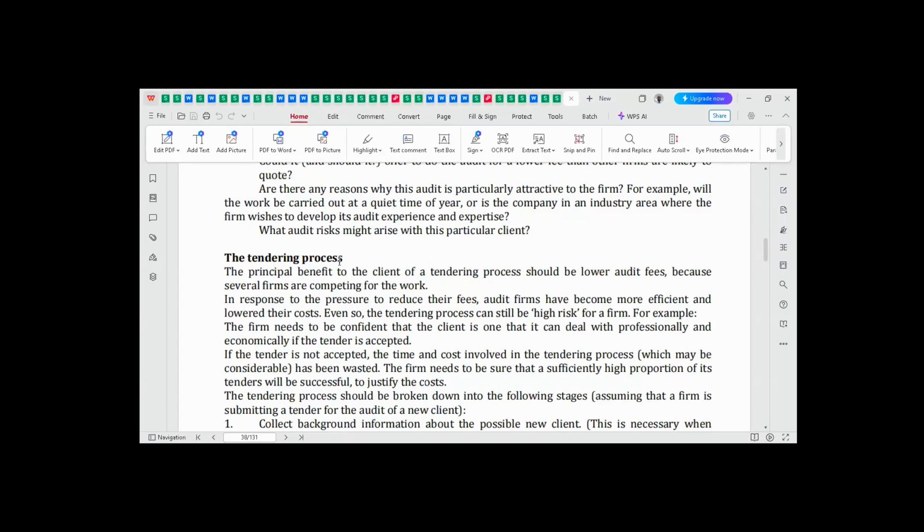Yeah, last week we were discussing the audit practice management, right? We're looking at the tendering process, okay?